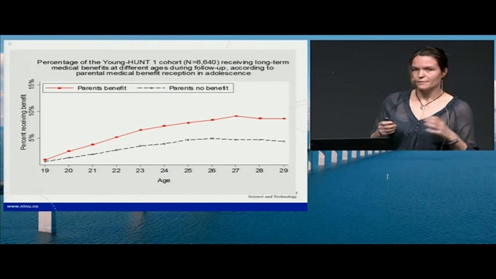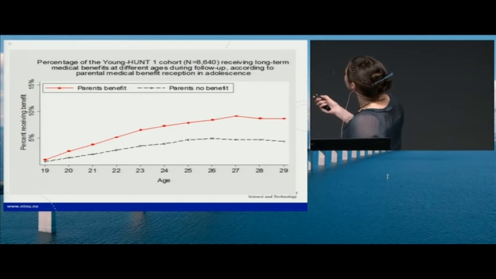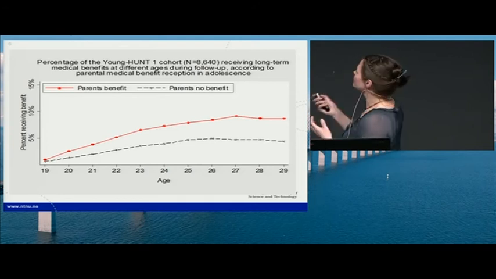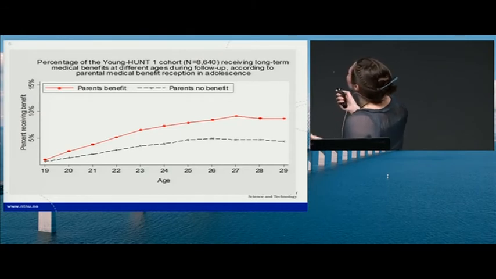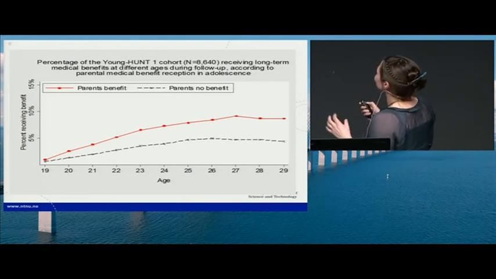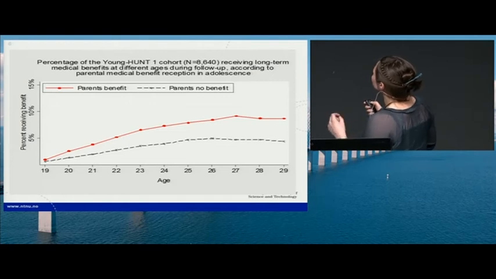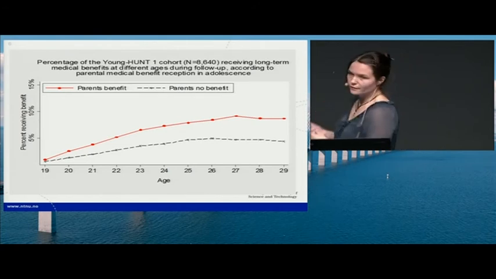And we can see the same thing in this more longitudinal graph. Here on the x-axis, you can see the age of the young people during follow-up. And on the y-axis, you see the percent receiving benefit. The dashed black line are those with parents without benefits, and the red line are those with parents on benefits. And we can see here that almost twice as many adolescents received benefits if the parents received benefits. And that is at all ages, and it seems also to continue beyond this graph.